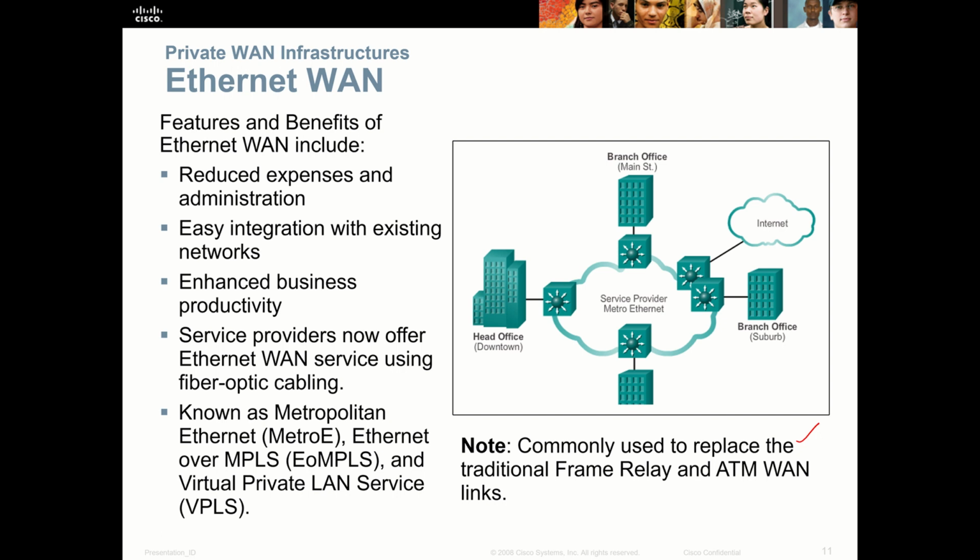And also because we already have the existing Ethernet LAN in the organization, using Ethernet WAN makes the integration with the existing network more seamless. Thereby it will reduce the installation time and also the installation cost, right?